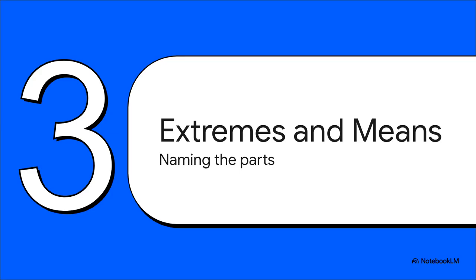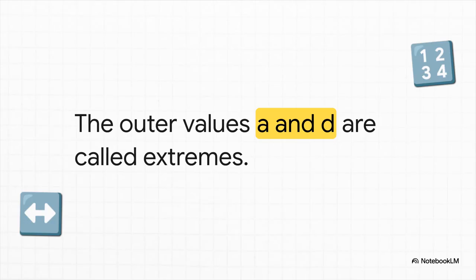Section 3. Extremes and means explained. Naming the parts of our equation. Because, hey, before we can do magic with these numbers, we actually need to know their proper names, right? When we write out A, B, C, and D in order, the very first number, A, is called the first proportional, and the very last number, D, is the fourth proportional. Because they sit on the far outside edges of our relationship, A and D are officially called the extremes. Kind of a cool name, right?